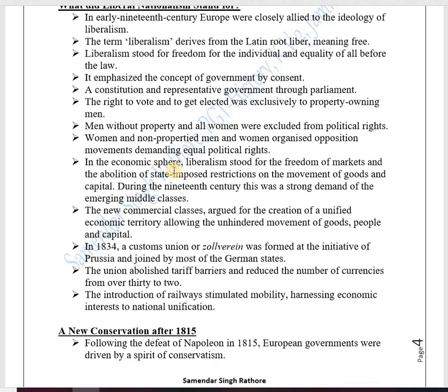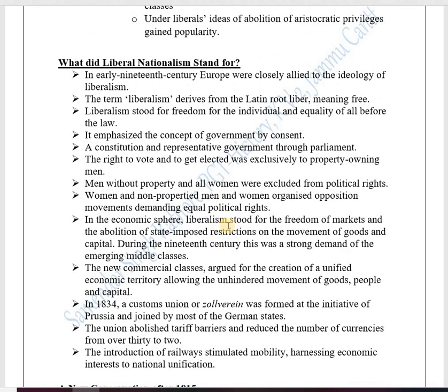In the economic sphere, liberalism stood for freedom of market and the abolition of state-imposed restrictions on the movement of goods and capital. So liberalism, for economic development, demanded that there should be no restriction on the market, on the movement of goods, and the government should abolish all these restrictions if there are any. During the 19th century, this was a strong demand of the emerging middle class.